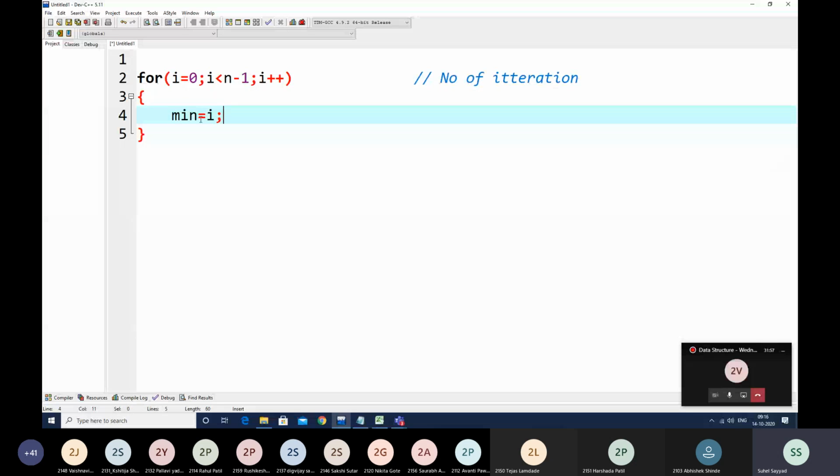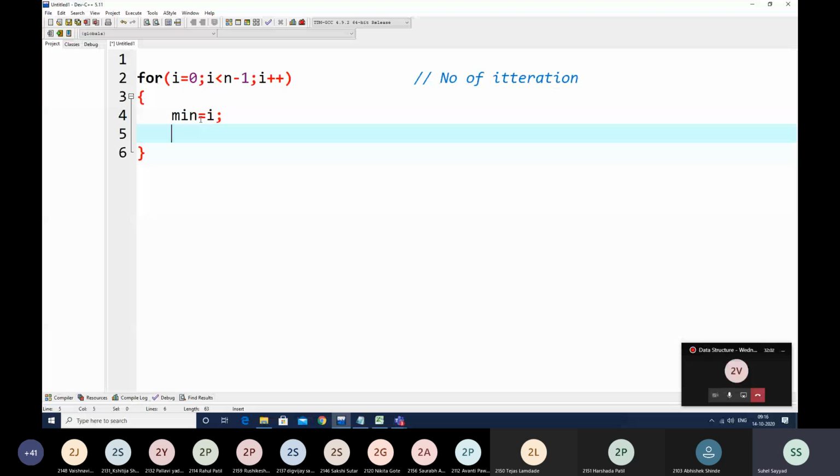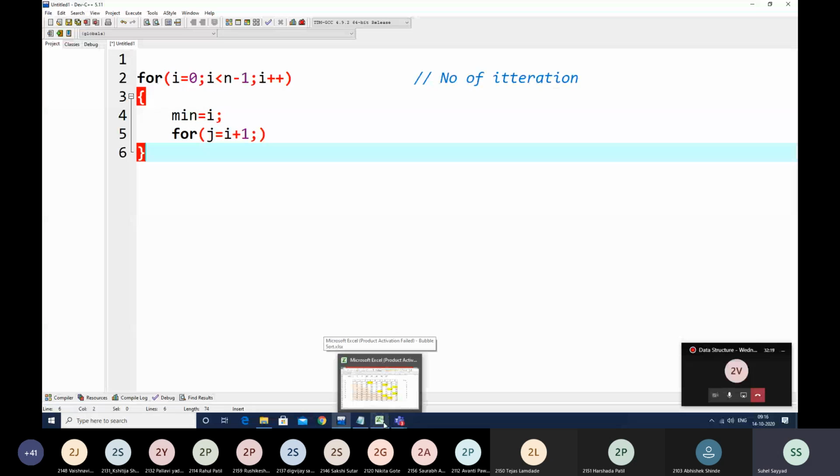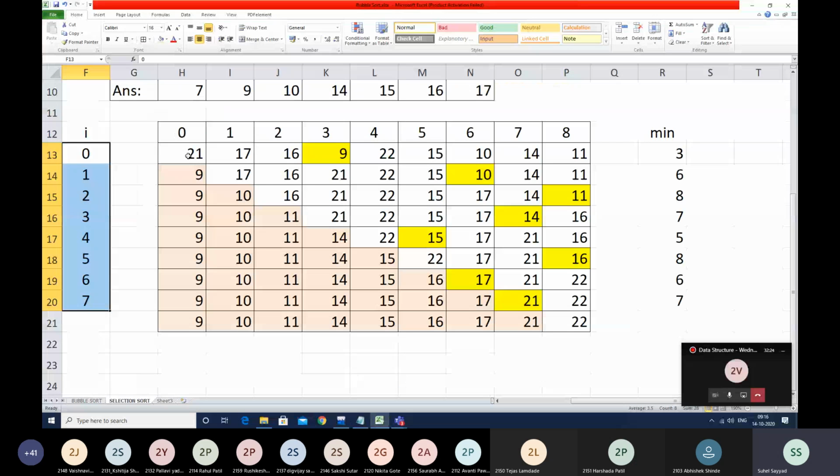So if I am in my first iteration, the value of I is 0, and I assume my min to be 0. Then I start checking this value for all the next values. From where? From the next position of I. So the initial value for j is now I plus 1. So where will the loop of j start? If we are in our first iteration, the value of I is 0.